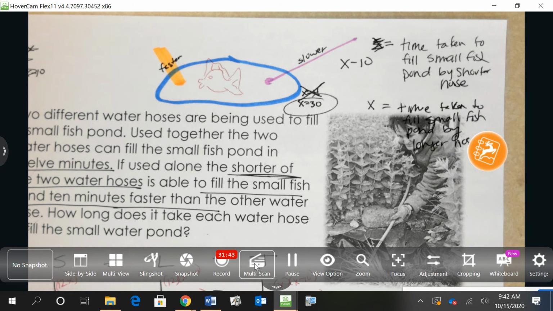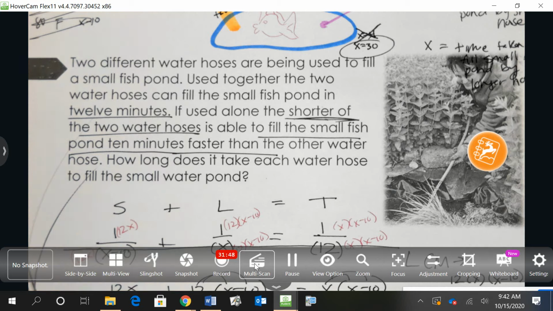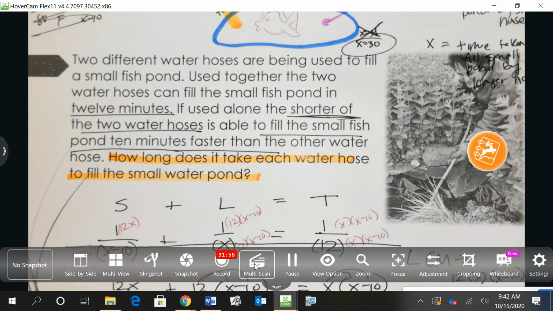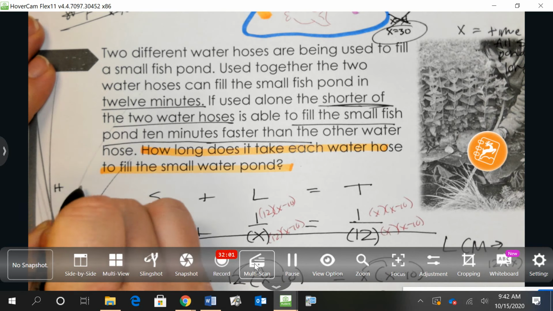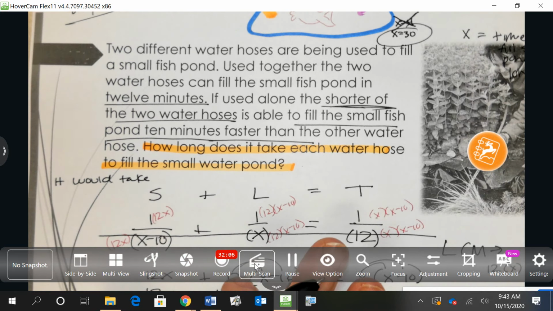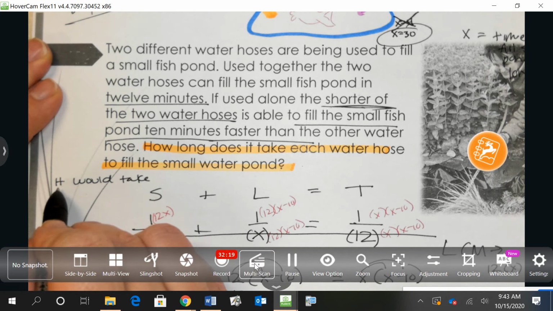But now, with word problems, again, this is where I wish you had this paper in front of you. We're going to highlight the question. How long does it take each water hose to fill the small pond? So I would write the final answer. It would take, and again, you can vary it a little bit. Just know that it would be like if you took this to a sibling and said, read this, do they understand the task and the amount of specific time for each task? And if they do, then you know that you have a correct answer in terms of being detailed enough.